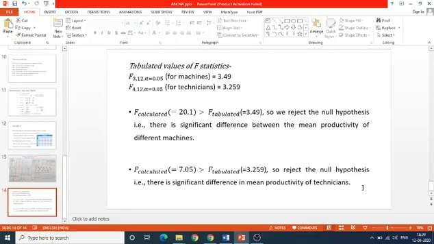Okay, so I have explained the step-by-step procedure to analyze the variance. I hope you can easily solve the questions related to one way and two way.